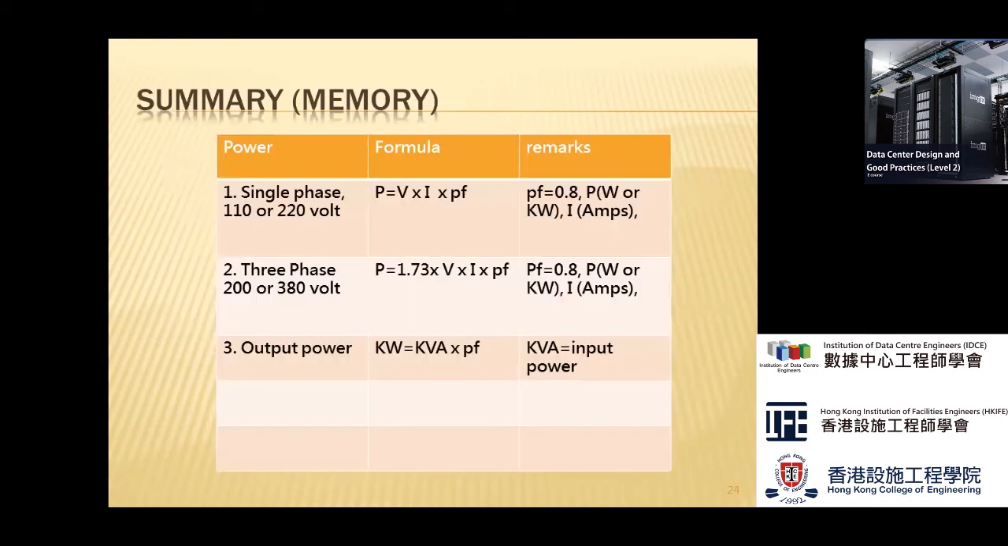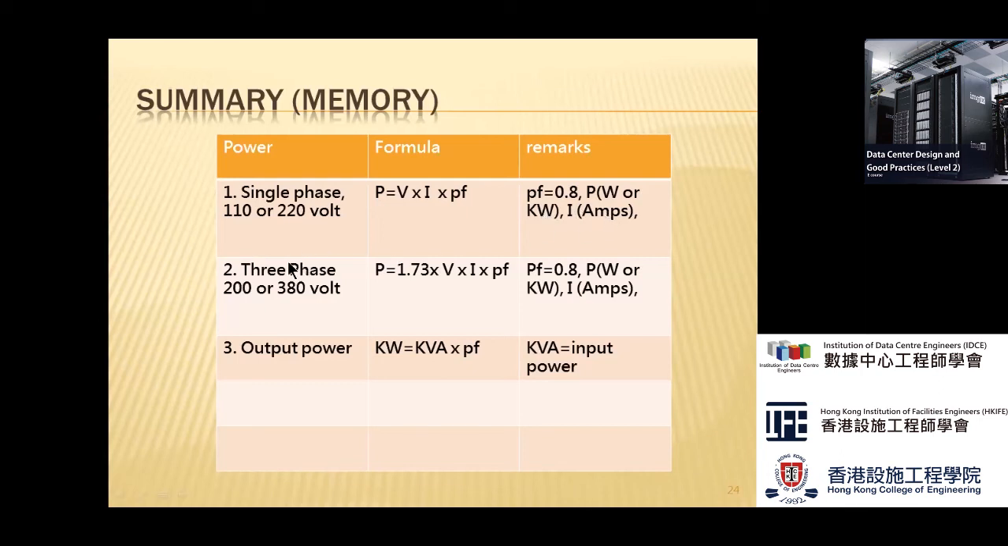Oh, there's one more. In summary, for a single phase using 110 volt or 220 volt, the formula is power equals V times I times the power factor. Always put the power factor there. The power factor could be 0.8, and P is in watts or kilowatts, I is in amps.